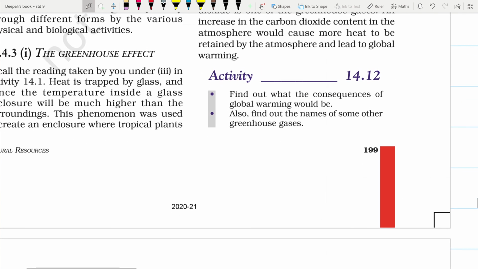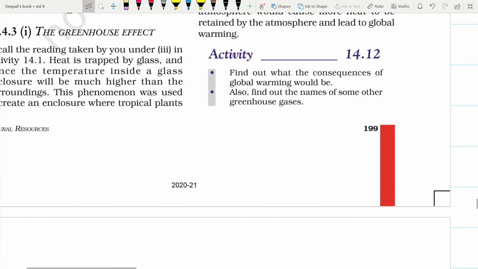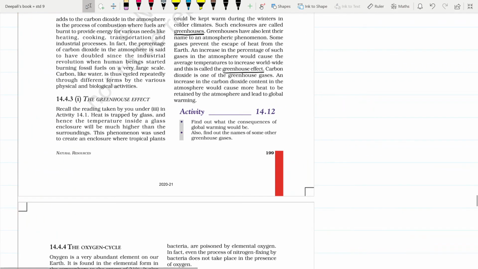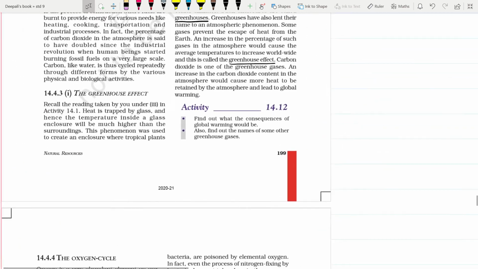Find out what the consequences of global warming would be. Also find out the names of some other greenhouse gases. That would be your activity.